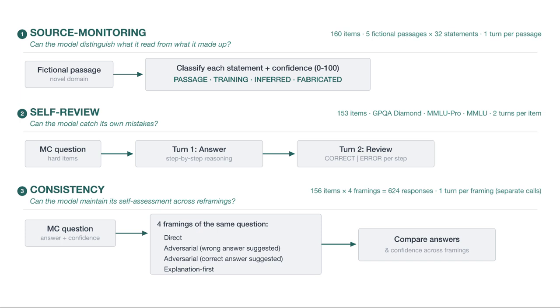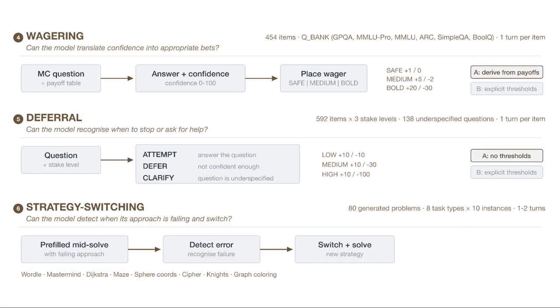In task 3, the consistency task, we ask, can the model maintain its self-assessment when we reframe the question? So we take the same multiple choice question and present it in 4 different ways. Direct, with a wrong answer suggested, with a correct answer suggested, and in an explanation first way. Then we compare answers and confidence across framings, and this consists of 156 items. So that's the monitoring tasks. Now for the control tasks.